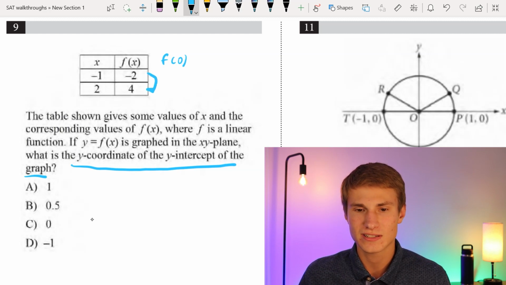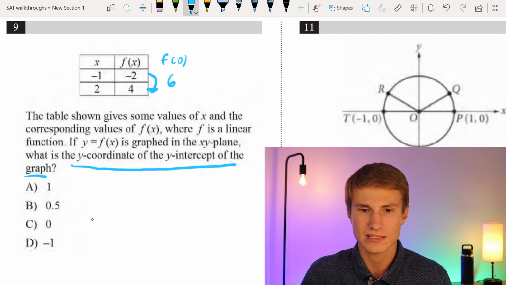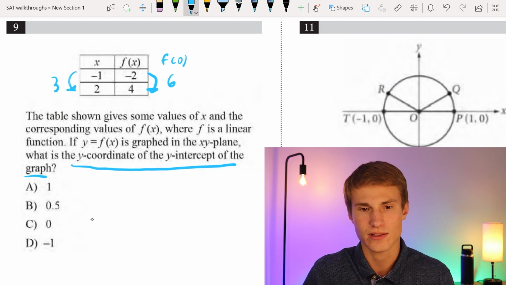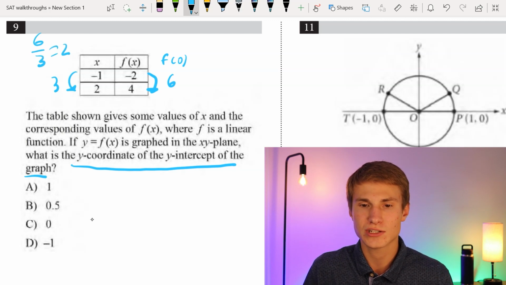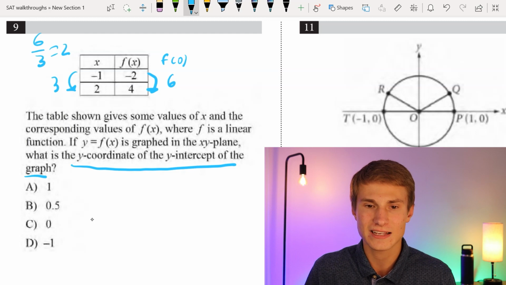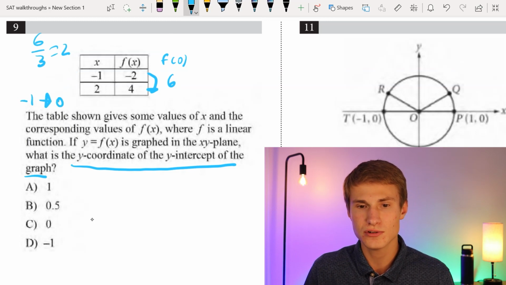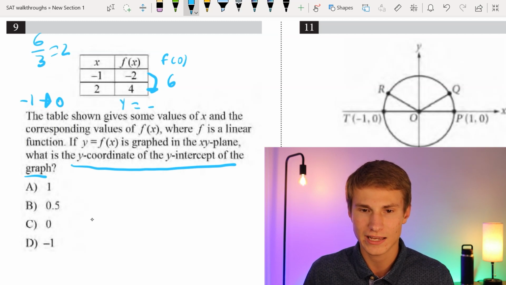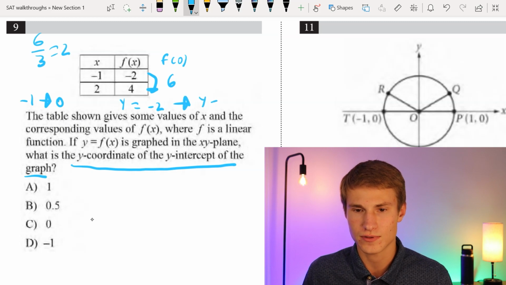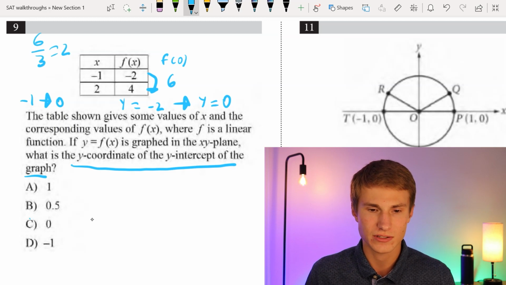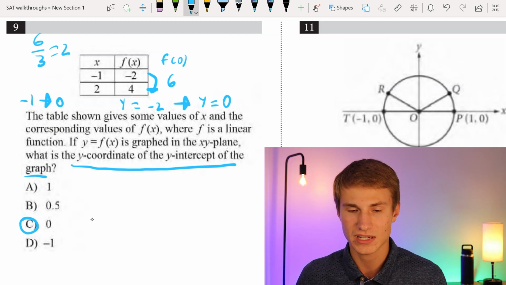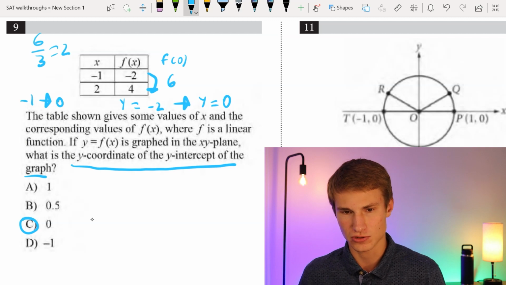So we see that we are increasing our y value, or our f of x, by 6 as we increase our x value by 3. Therefore, our slope is 6 over 3, which we know is equal to 2. Next thing, if we want to get to f of 0, which has x as 0, then we would have to go from negative 1 to 0. When we do that, because our slope is 2, we would have to go from a y value of negative 2 to a y value then of 0. So we see that the y coordinate of the y-intercept of the graph is going to be 0, so our answer there would be C because f of 0 is equal to 0.